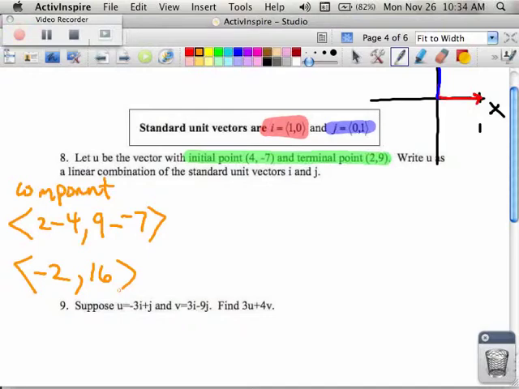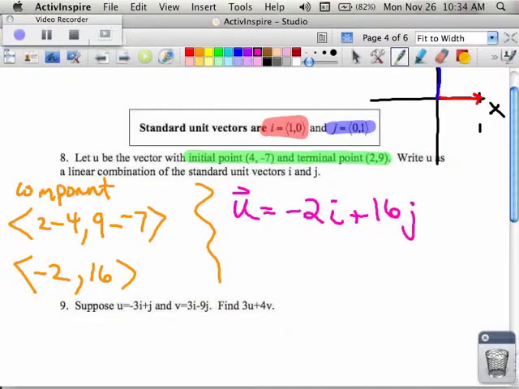Instead of writing it down that way, what you will do is you will say that your vector u is equal to -2i plus 16j.